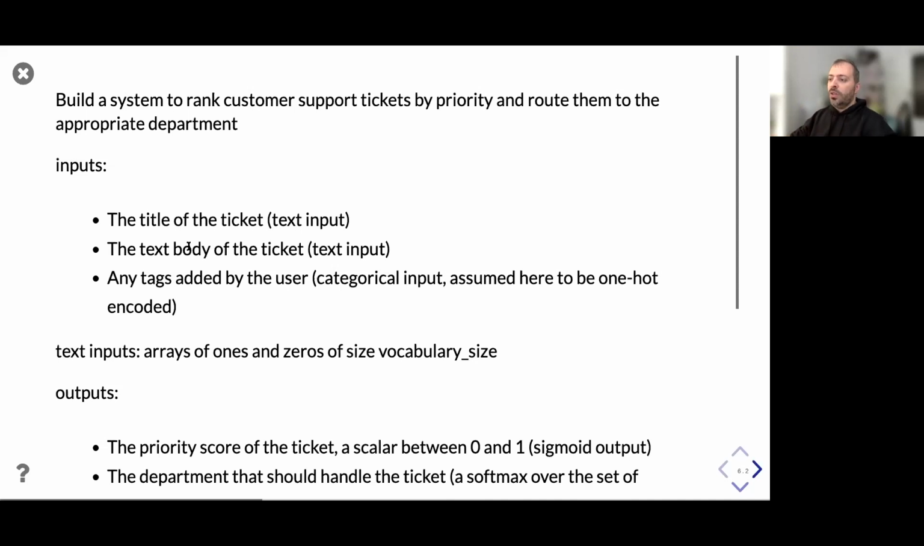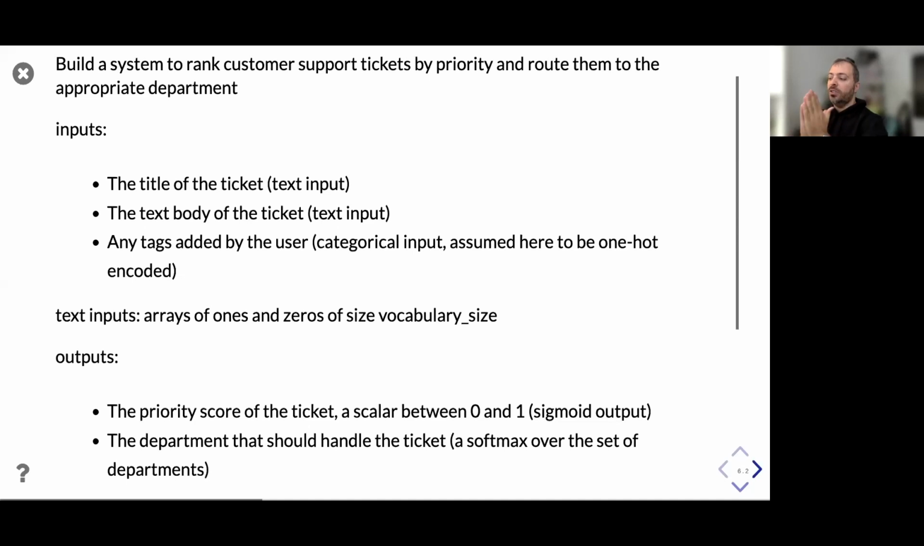So the inputs will be the title of the ticket, let's say text, and the body of the ticket, again, text. And we can add some tags, okay? Let's say we have 100 tags and some of them are enabled for each ticket. So this is the input information, and we want to output two things. One will be the priority score, so a number between 0 and 1. And the second one will be which department. So let's say, again, we have, I don't know, 4 departments, and we want to see at which one of these 4 we want to address this ticket.